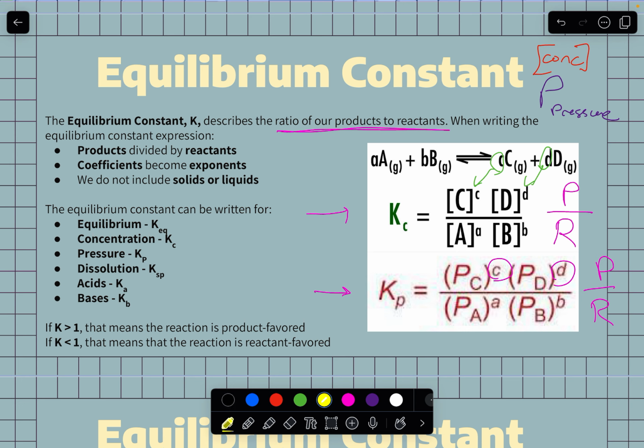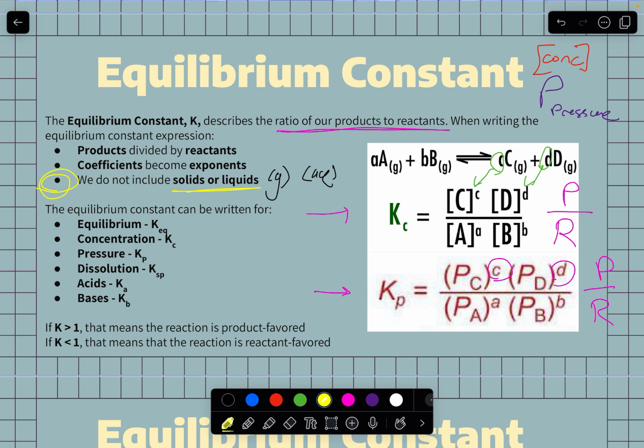With equilibrium constants, though, one thing to know: we do not include solids or liquids. You're only including gases and aqueous species, just those two. So if you have H2O liquid, don't include it. We don't care about it.